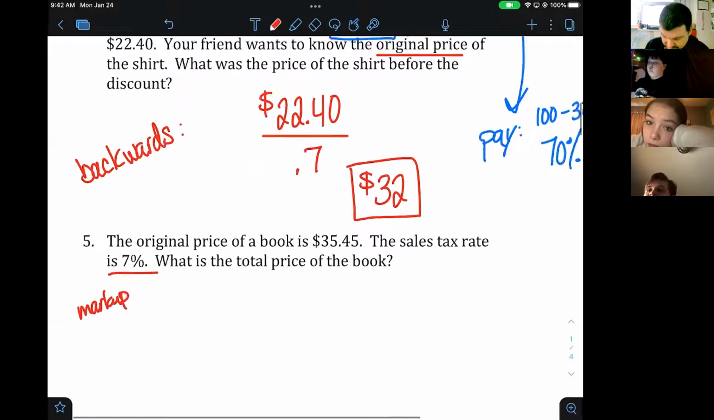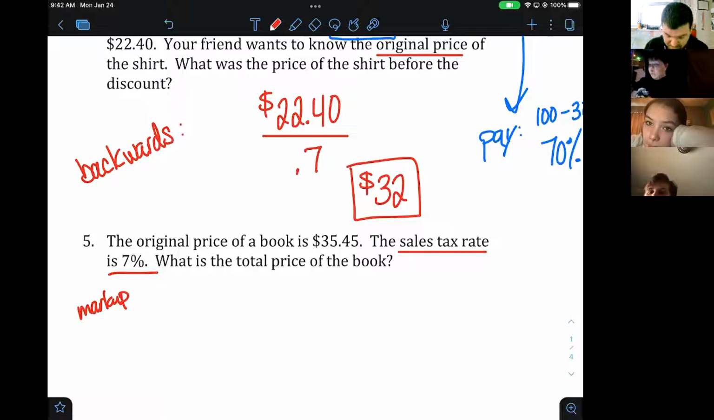Okay. Sales tax is like a markup. It's going to increase the price. So that's why if mom gives you a $20 bill and you go buy something that's $19.87, you're not going to have enough money for it, because the sales tax is going to increase that price up.